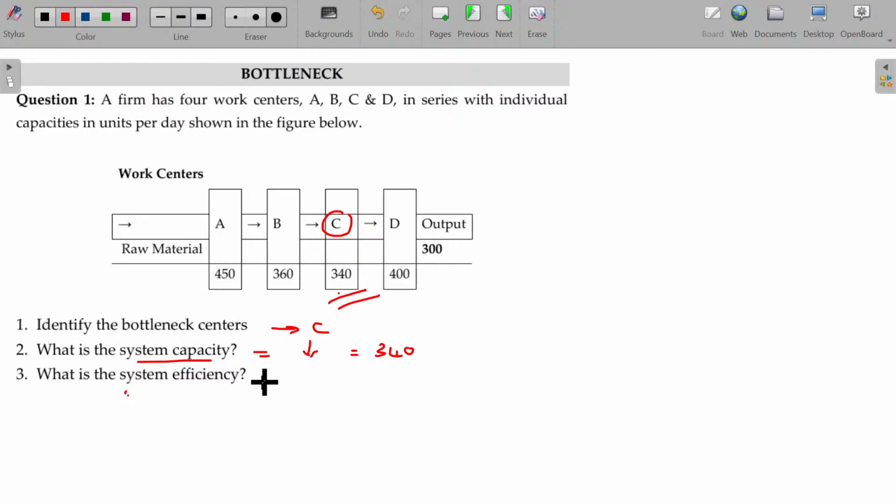What is the system efficiency? 340 is the expected one. This is the capacity. What is the output we actually get? So 300 only we are getting out of 340. Then come on, tell me what is the efficiency here? 88 percent. Very simple, right? This question carried 6 marks in the very first time in the examination. Sometimes 8 marks also.